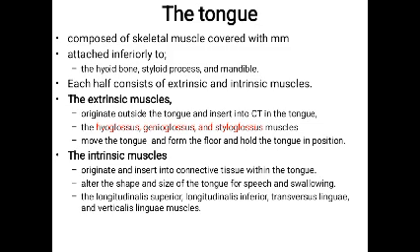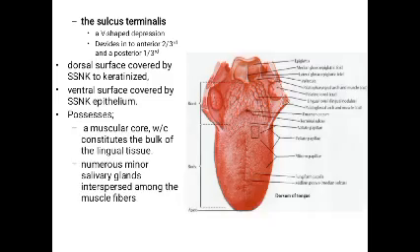The longitudinalis superior, longitudinalis inferior, transversus linguae, and the verticalis linguae muscles. The sulcus terminalis, a V-shaped depression, divides the tongue into an anterior 2/3 and a posterior 1/3.